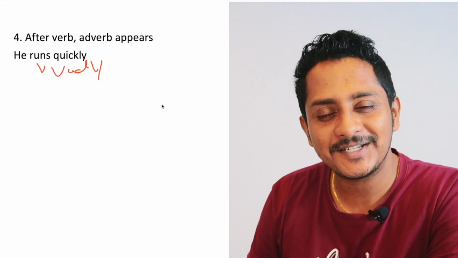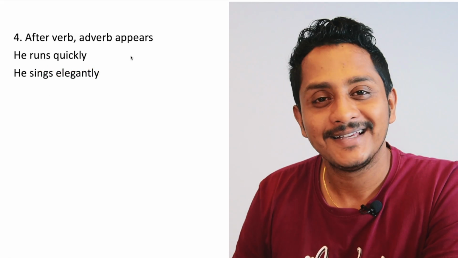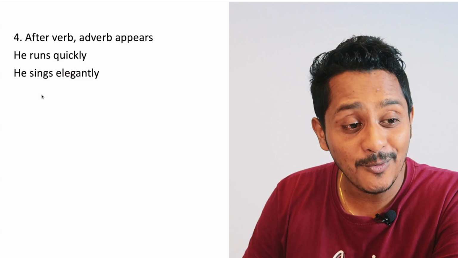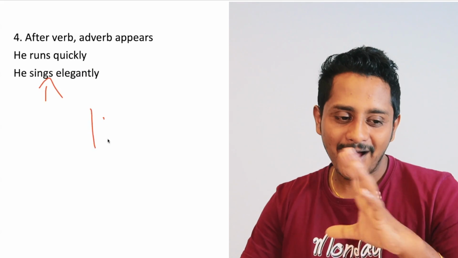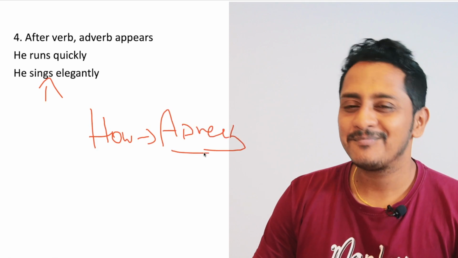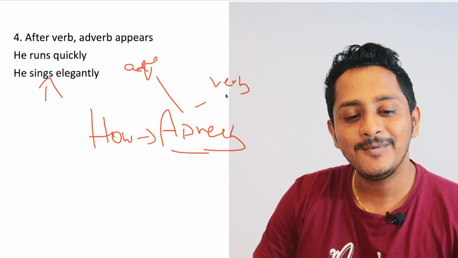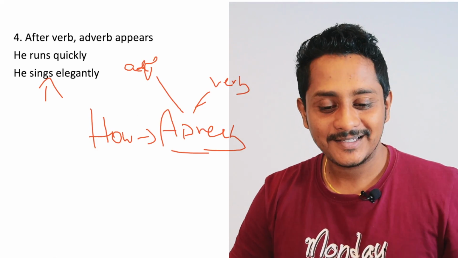So an adverb comes for both adjective or a verb. He sings or she sings elegantly. Elegantly is an extension of how good the person sings. This how is always described by an adverb. Remember, an adverb comes for adjective or a verb, both. Don't forget it.